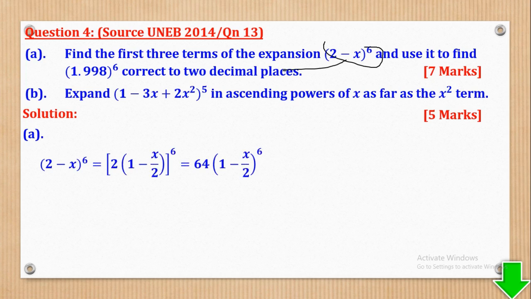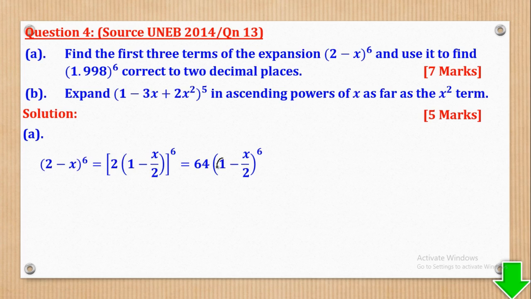But remember, in the binomial expansion we derived, one term must be positive 1. But in this case, we have 2. Therefore, we have to look for a way of making it positive 1 by factorizing out 2. When I factorize out 2, it becomes here 1, which is what we want. Then this will become x over 2. But remember, we have put everything in a bracket, meaning that this power affects this and this. Now, 2 to the power 6 is the same as 64, which is there. Then this one, the power remains there, 6.